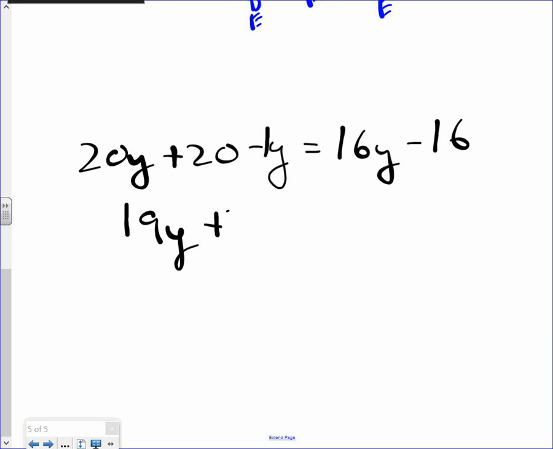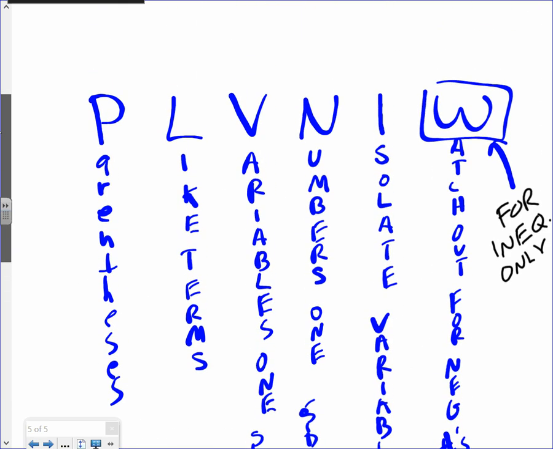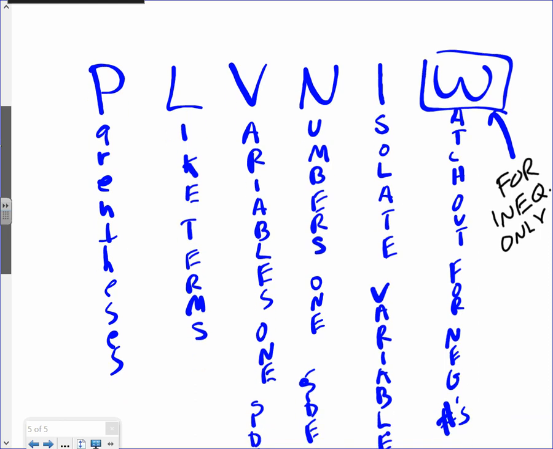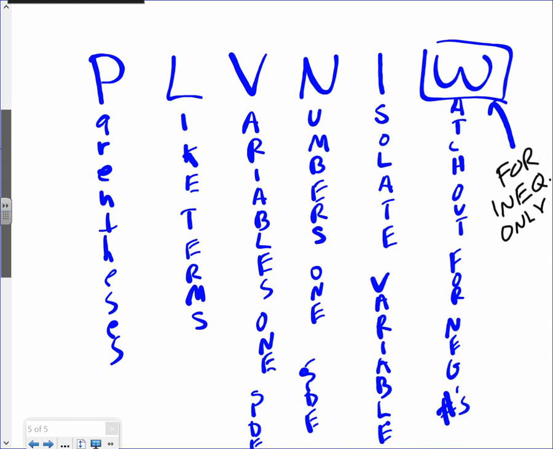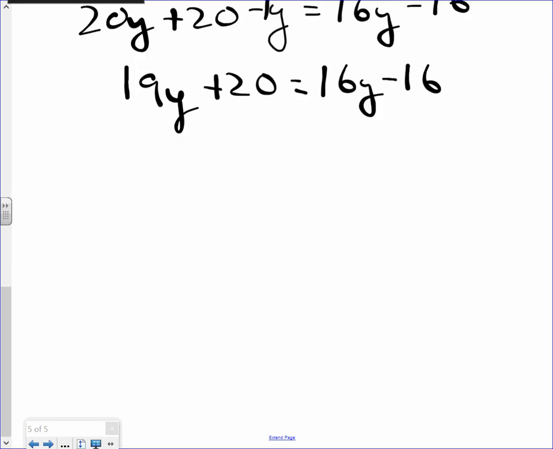19y plus 20 is 16y minus 16. Done. So please leave. So the L is done. Like terms is done. How about veggies now? The variables on one side. Let's get variables on one side because right now I see a variable of y on the left and the right side. I have to get them on one side.